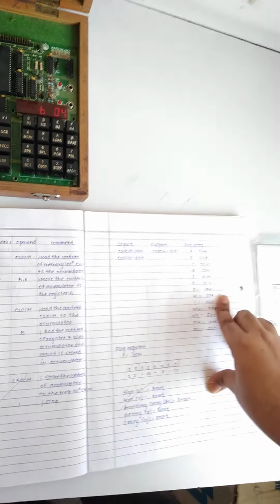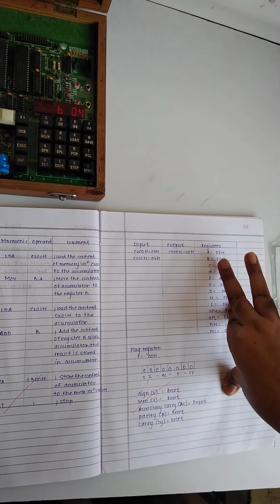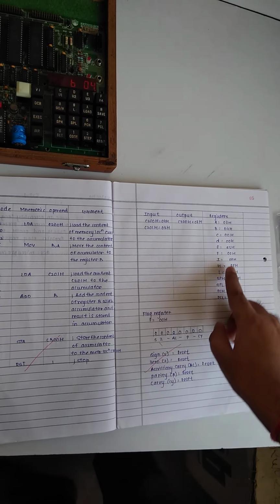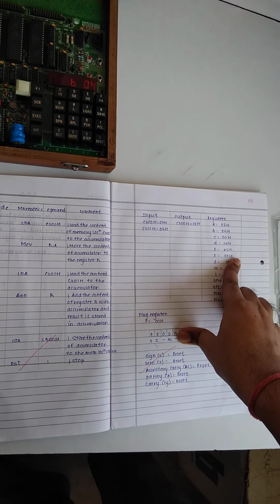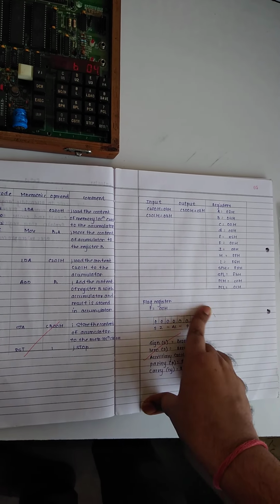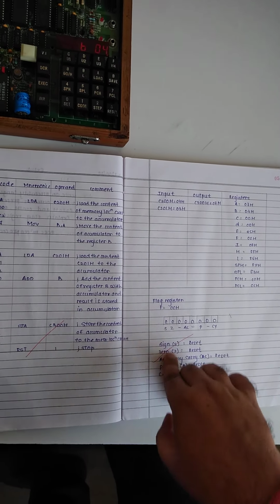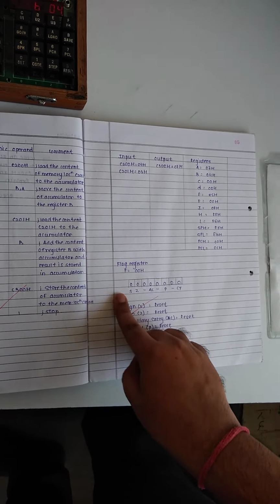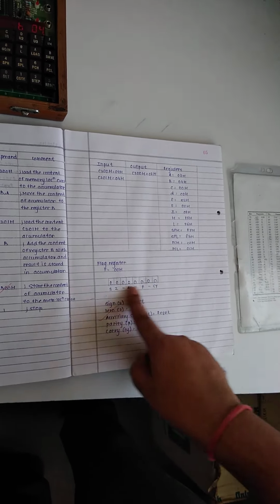Okay student, so this was simple, and you all know how to make the flag. So what is there in F00? You have to enter this content and you have to set which flag is set and which flag is reset. Since it is 00, every flag register is reset.